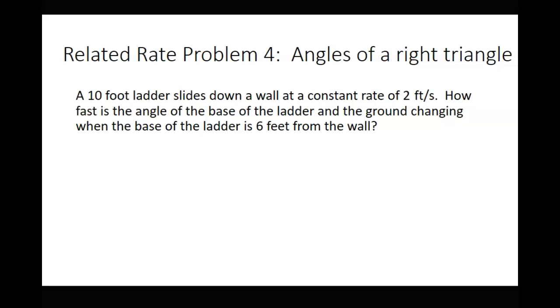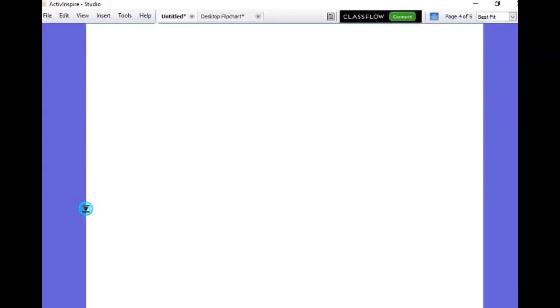We have a 10-foot ladder that slides down a wall at a constant rate of 2 feet per second. How fast is the angle between the base of the ladder and the ground changing when the base of the ladder is 6 feet from the wall? All right, so let's get down to business here.